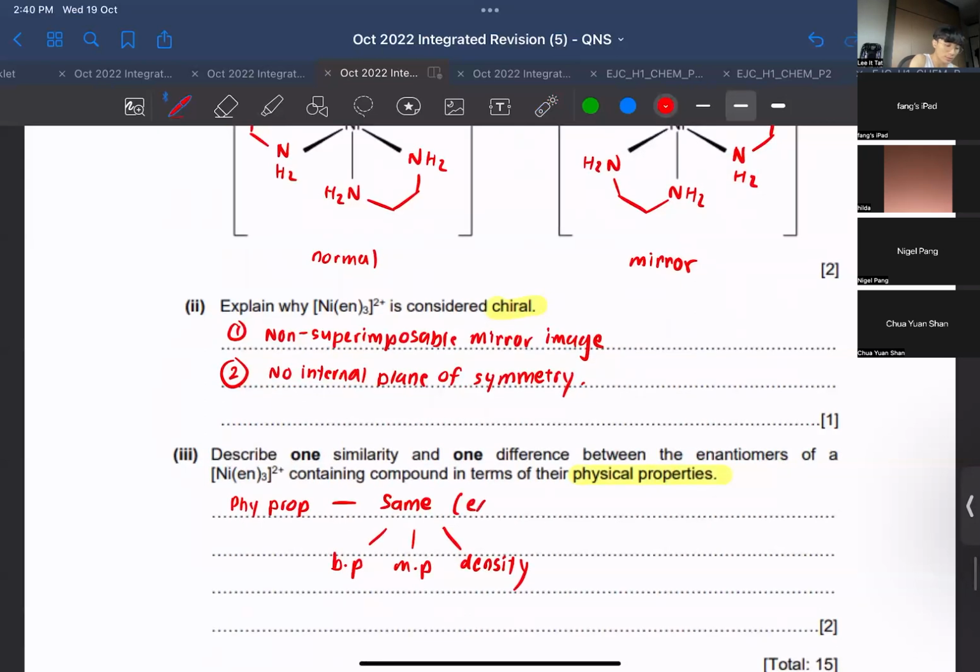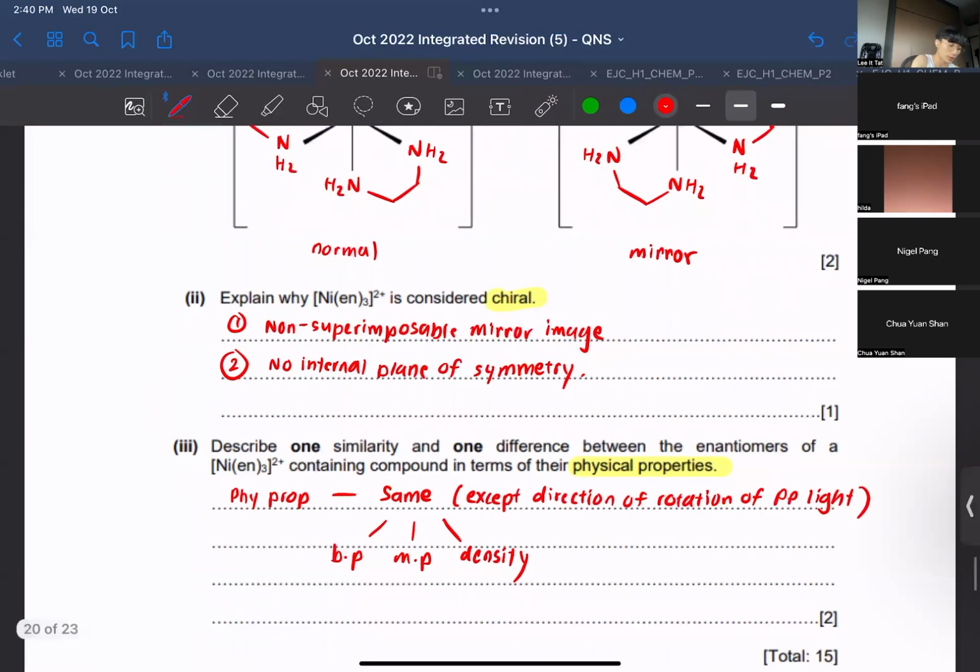They have the same boiling point, same solubility, whatever. However, there is only one exception, which I also discussed not too long ago, except for the direction of rotation of plane polarized light. That is the only exception to this rule. That's the difference. So that's the answer to this question.